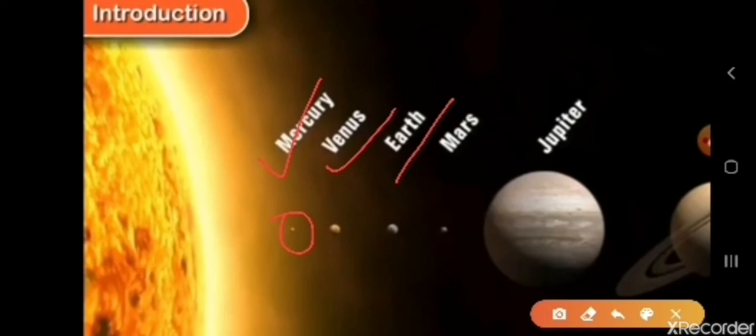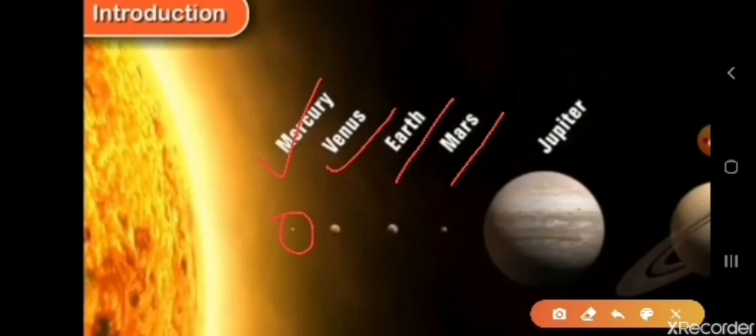Now, children, next one is Mars. Children, Mars is the fourth planet of the solar system. It occupies the fourth position in the solar system. It is also known as the red planet. Children, why is it known as the red planet? Because of the presence of red soil and rocks. So, children, Mars occupies the fourth position in the solar system.